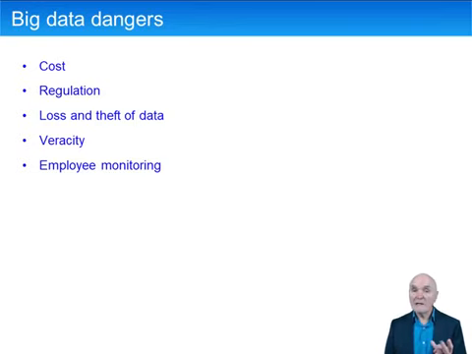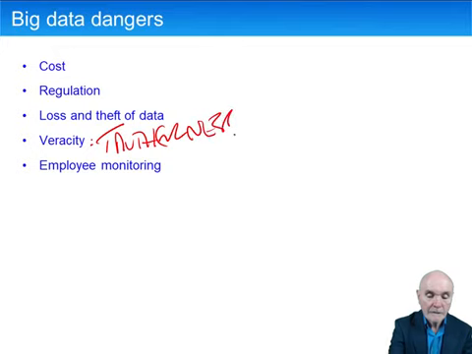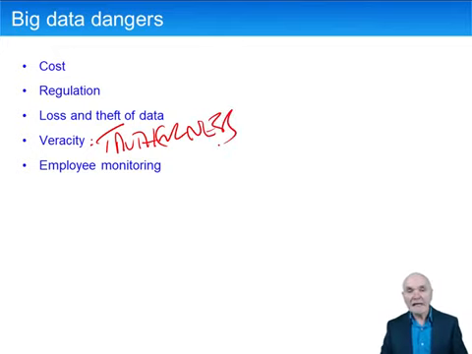Veracity. We talked about 3 V's: velocity, volume, variety, and sometimes veracity. Veracity means truthfulness. If you're recording data inaccurately, then you're not going to be able to derive from that accurate predictions or conclusions. So it's very important that we have some feeling that the data being recorded is accurate. If we're doing facial recognition, that it's spotting the right person.